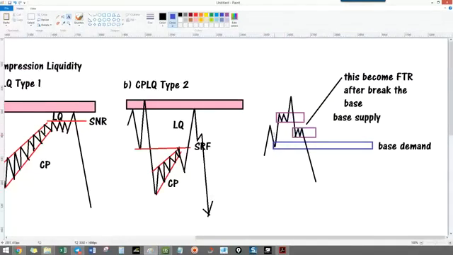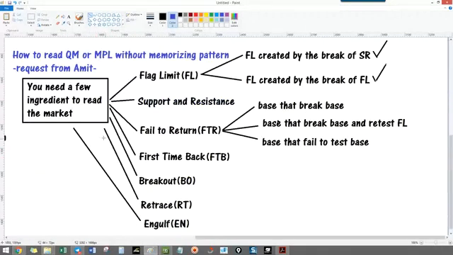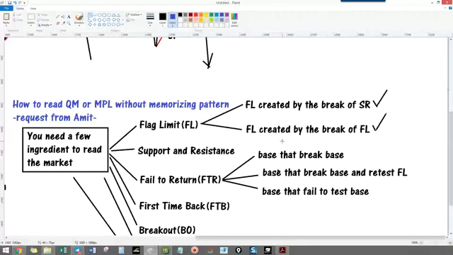FL is created by the break of SR. This is the SR that has already been broken, and it created a flat limit here. And then it broke again and created another flat limit. Already covered this. This is the ingredient for you to read the market without memorizing any pattern.